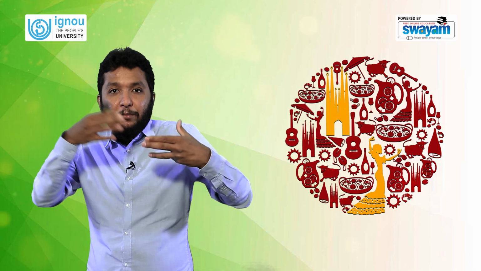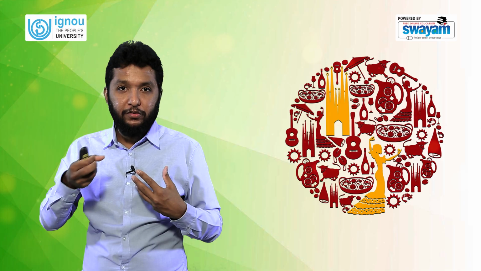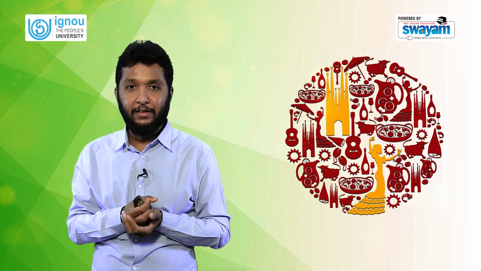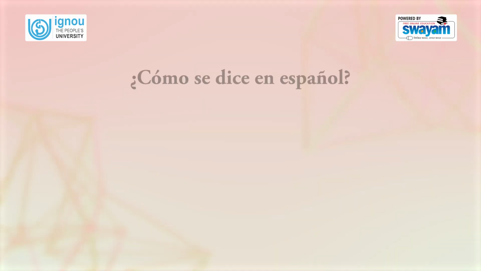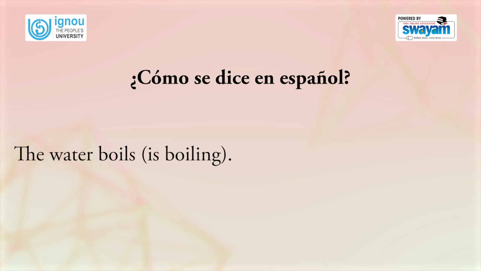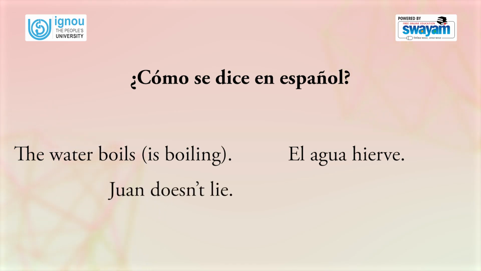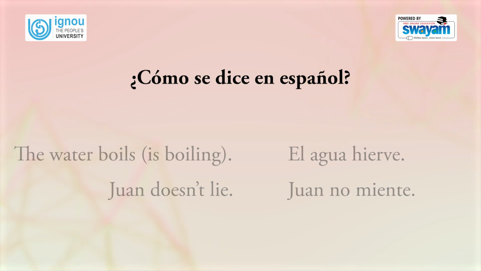Ahora, chicos, el último ejercicio para practicar esos verbos irregulares. The last exercise to practice these irregular verbs. ¿Cómo se dice en español? The water boils or is boiling. El agua hierve. The verb is hervir, but the E changes to IE. Right? E cambia a IE. The E changes to IE. El agua hierve. Juan doesn't lie. Juan no miente. So you see mentir, where the E cambia a I. The E changes to I. La E cambia a I.